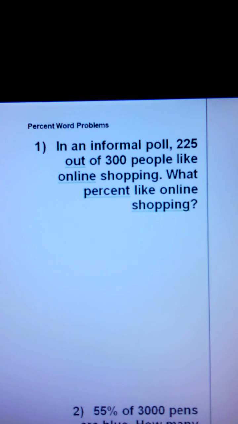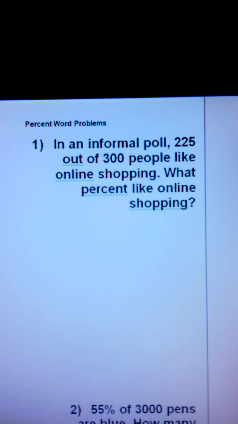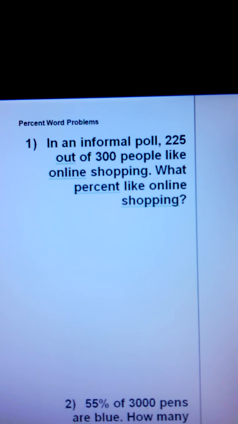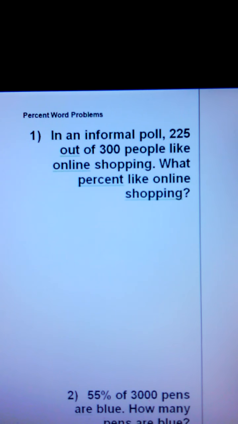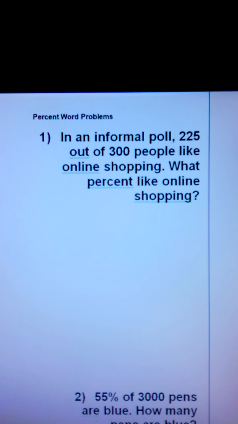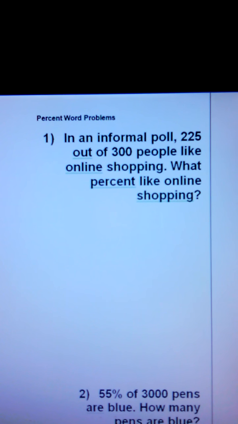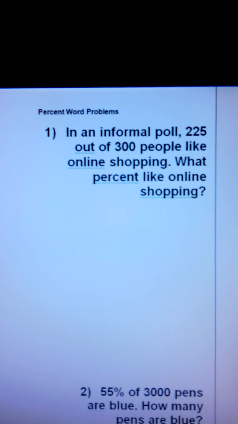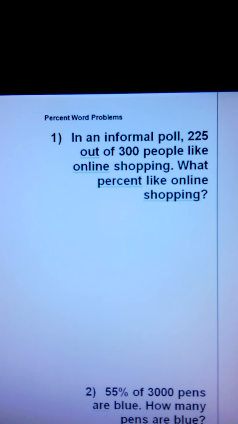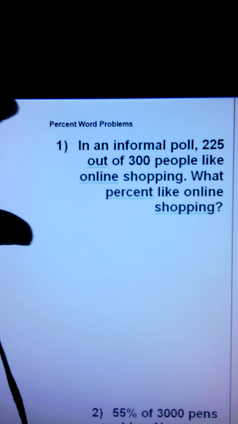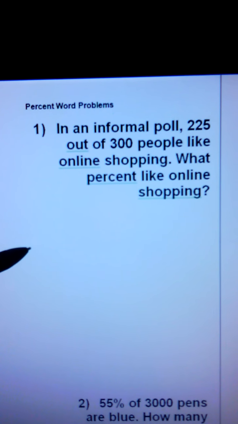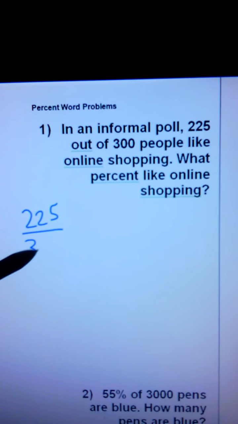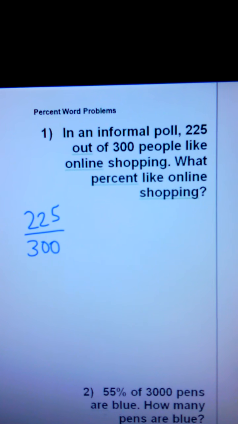Let's look at question 1. In an informal poll, 225 out of 300 people like online shopping. What percent like online shopping? Whenever you are looking for a percent, you need to set up as a shortcut, your problem as a ratio. So we will put 225 over 300 and then divide.